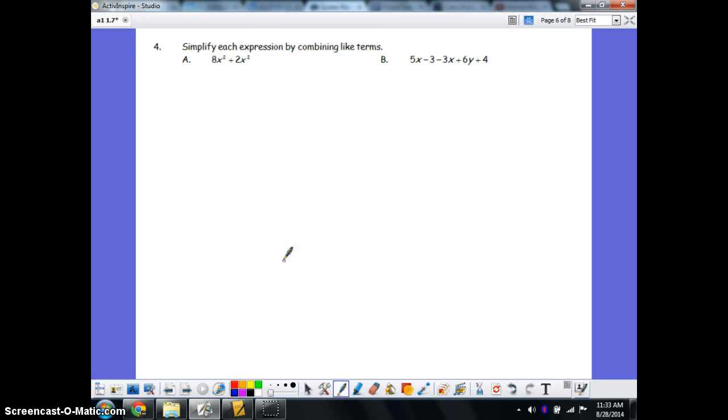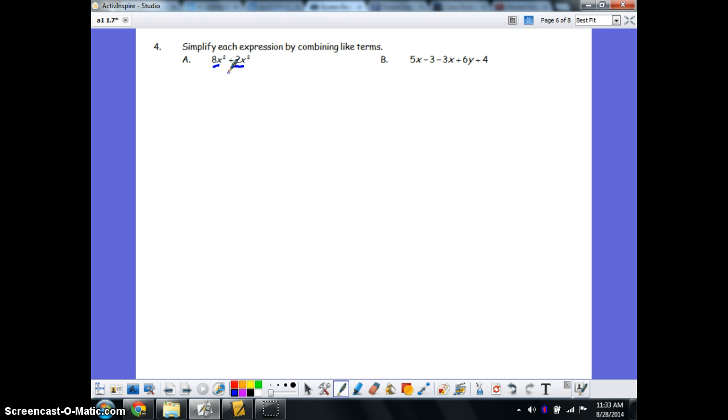For our last video of the day, we're going to talk about how we can use the distributive property to combine like terms. And like terms are those terms that have the same variables with the same exponents. That's going to be very big as far as this video goes. Now, some of you might be able to look at this and say, well, I know that that's 10x squared.